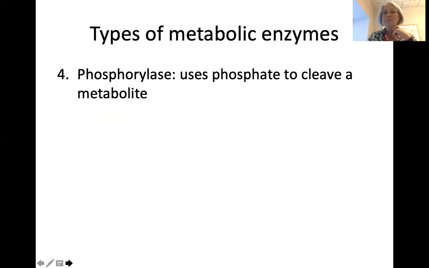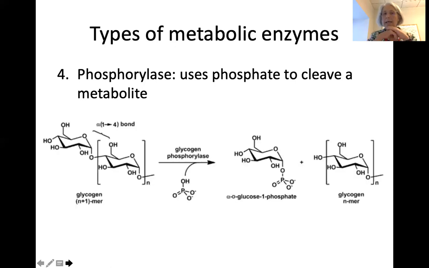By contrast, a phosphorylase is an enzyme that uses phosphate to cleave a metabolite. And the most well-known phosphorylase is glycogen phosphorylase. So glycogen phosphorylase is an enzyme that activates phosphate, shown here, to release phosphorylated glucose. So here, glucose 1-phosphate comes off of the glycogen. There are other phosphorylases in the body, but this one is so well known that sometimes we just use the word phosphorylase to mean glycogen phosphorylase. And if it's in the muscle, it's often called myophosphorylase.